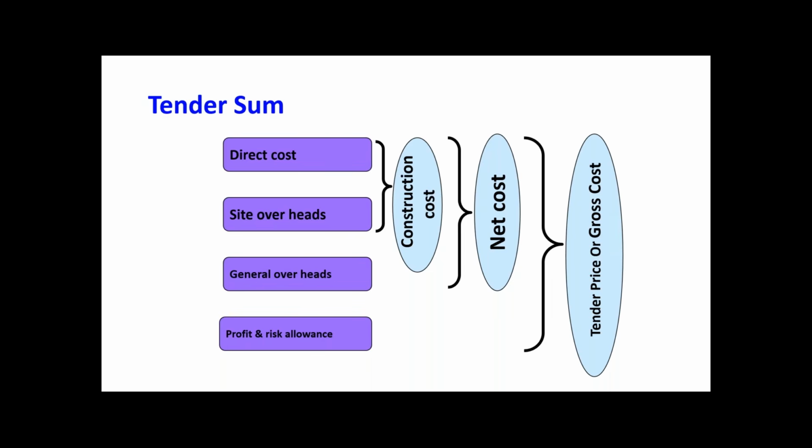Thank you for the confirmation. So what is the difference between the net cost and the gross cost? Only the profit and the risk allowance not included, right? So that is the difference between the gross cost and the net cost. So if I am doing one formula, gross cost minus net cost equals what?